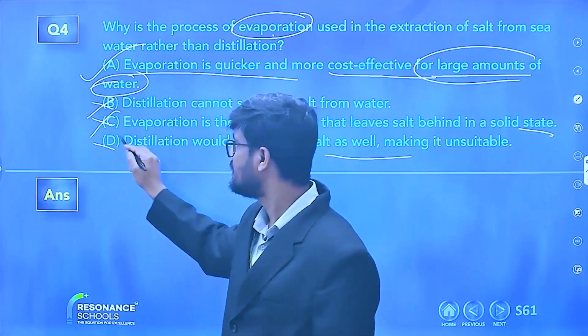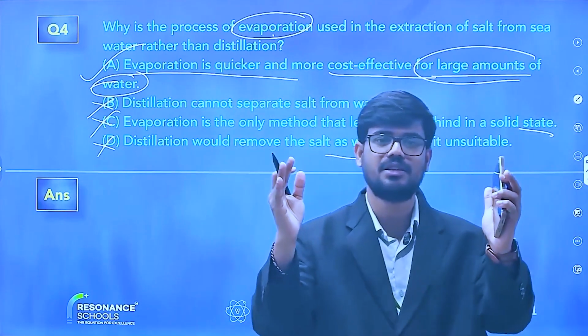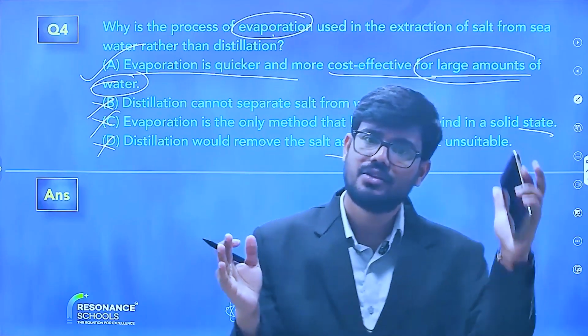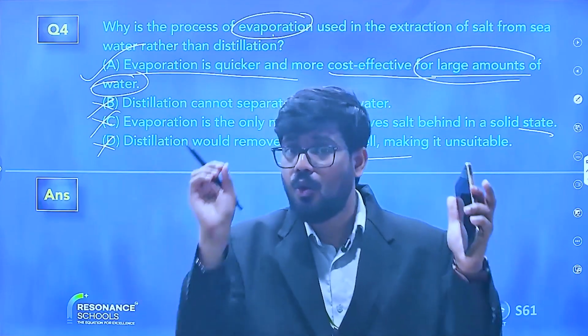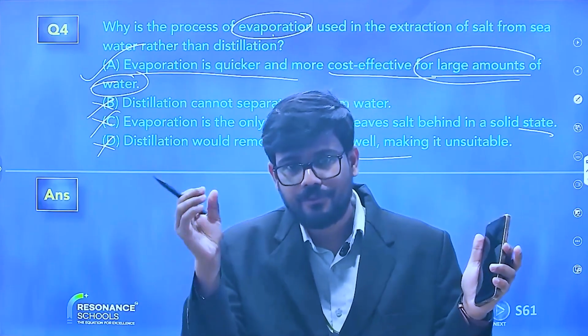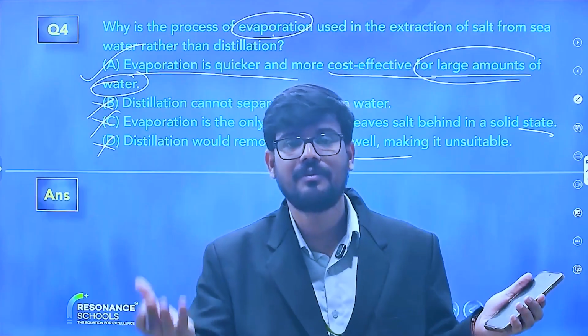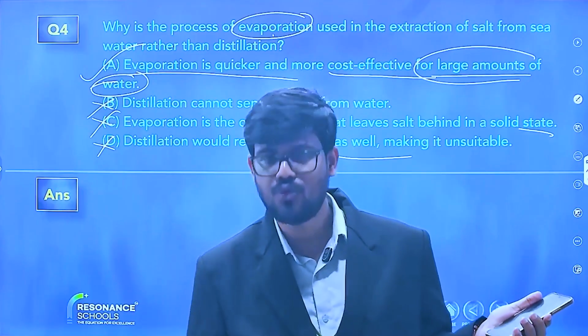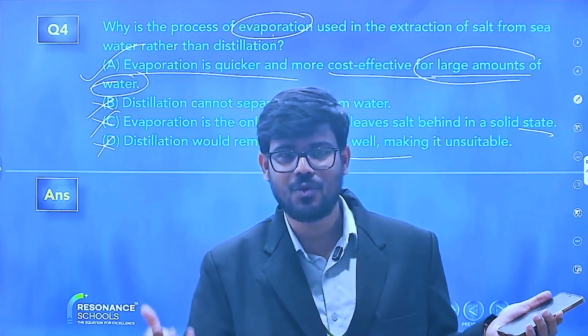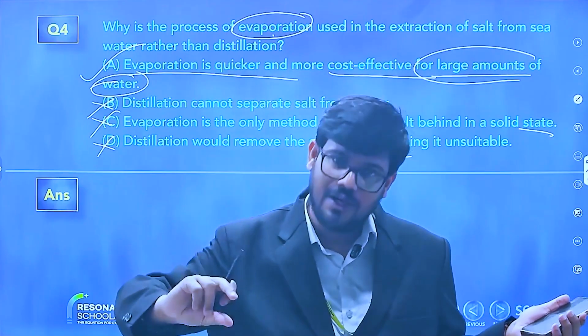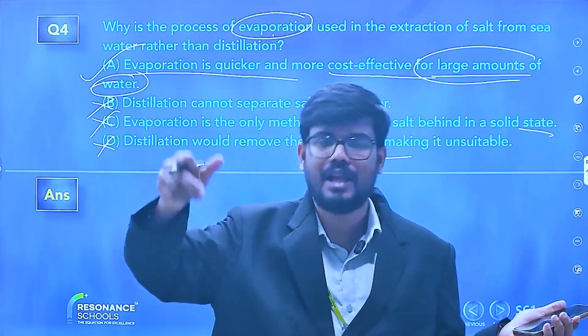So just try to understand this one. Evaporation and distillation both can separate salt and water. The only difference is that for distillation you have to boil that liquid, and for it to boil, you have to switch on the gas stove, or you have to supply energy, right? Then only that liquid will boil and you can separate.